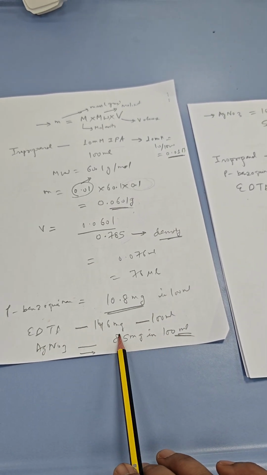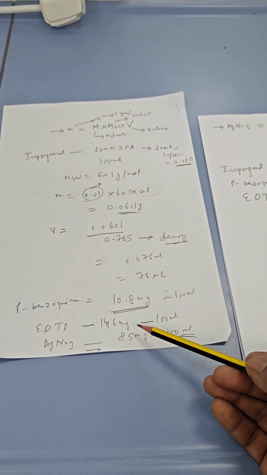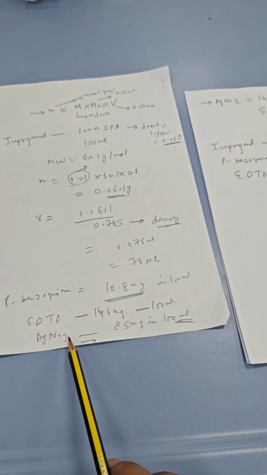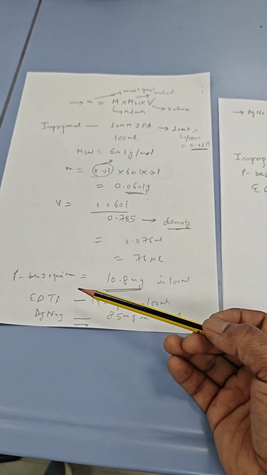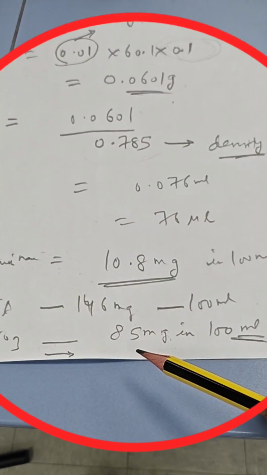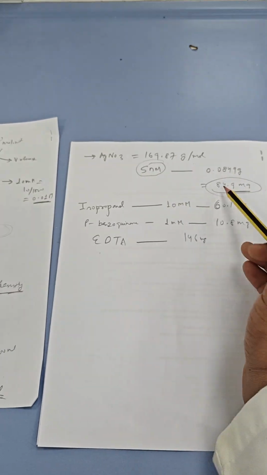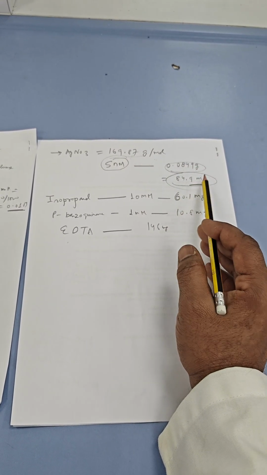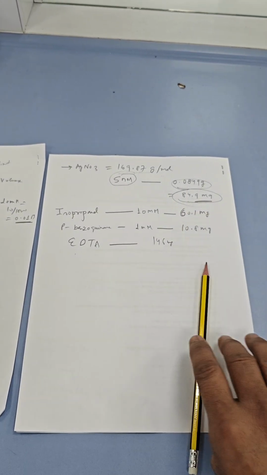For EDTA, it is 150. We'll use the same concept, the one we used for the isopropanol. For EDTA, it's 146 milligram in 100 ml. Okay, so for EDTA, and for this one, it is 5 millimoles. Already we've told you the moles. So for the silver nitrate, it is 5 millimoles, and we know that the molecular weight of this is 169.87 gram per mole. So for 5 millimoles, it would be this much. We'll multiply by this, and it is equivalent to either 0.0849 grams or 84.9 milligrams, or approximately we can say that it is 85 milligrams.